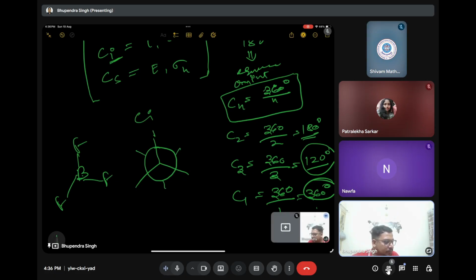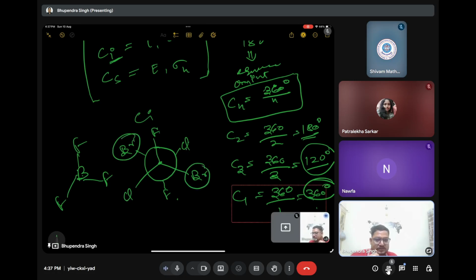Ci. F, Cl, Br. So here Ci is only present. If you look closely, only Ci is present. Only the inversion center is present here. This is your inversion center, because this Br will go here. These two will exchange their position. So only Ci is present.